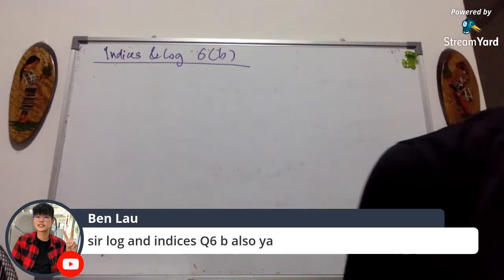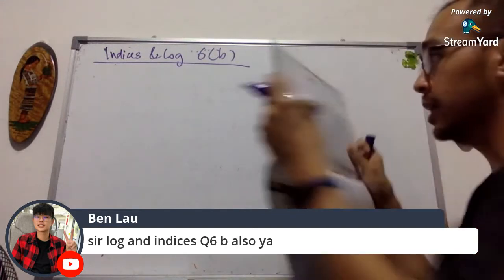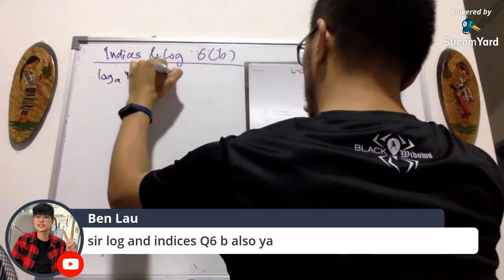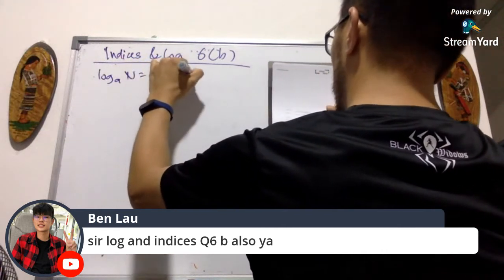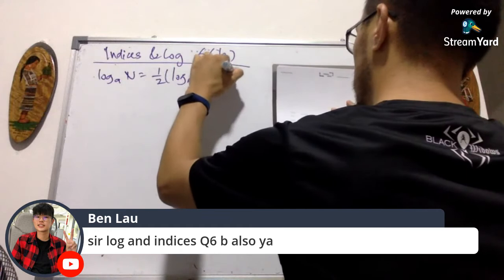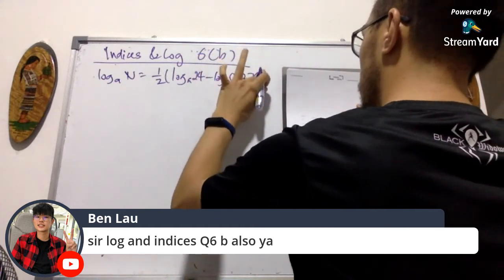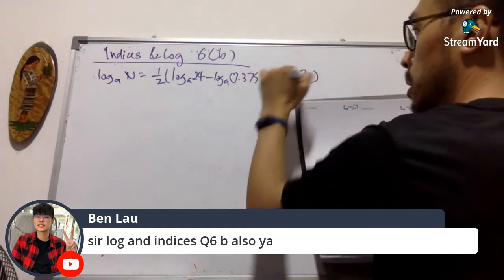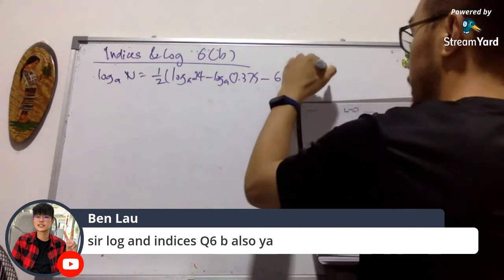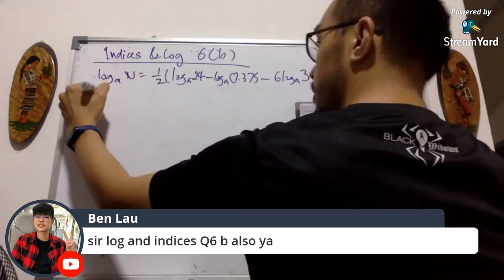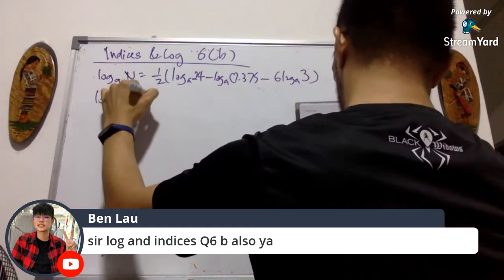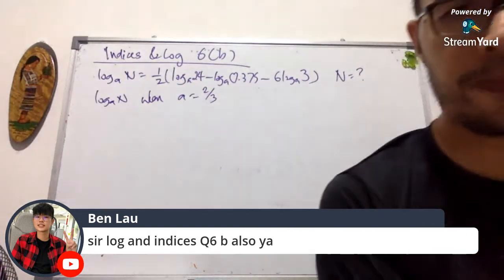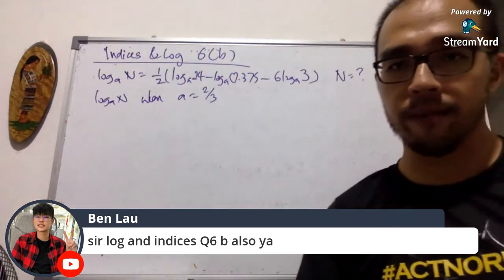Okay, so the question, log and indices, question 6B is, given that log A n equals half log A 4 minus log A 0.375 minus 6 log A 3. Find the value of n. Then calculate the value of log A n when A equals 2 over 3. So this is the question that was asked by Ben.